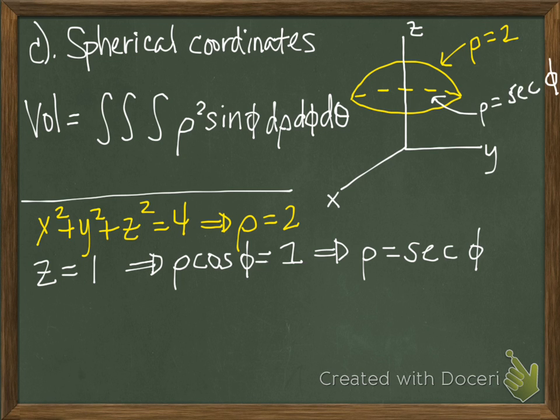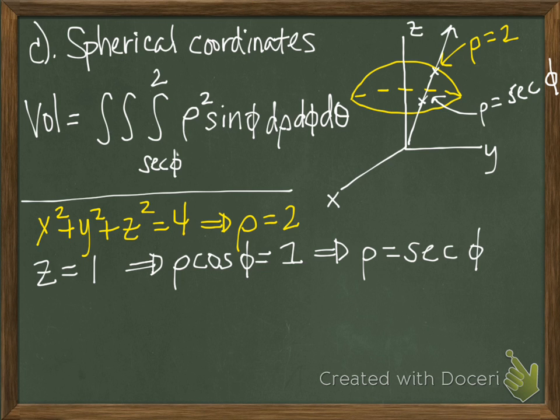Okay, so now let's figure out the rho limits. So I'm going to start at the origin and shoot a ray out from the origin. And I'm going to look again where this ray enters my region. So it's entering here along the plane, and it's exiting up here along the sphere. So that means that rho is going to start out at secant phi, that's along the plane. Secant phi will be my lower limit. My upper limit will be that rho goes to 2.